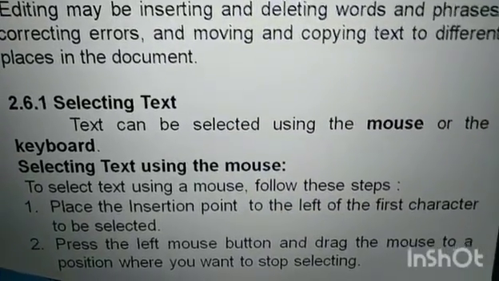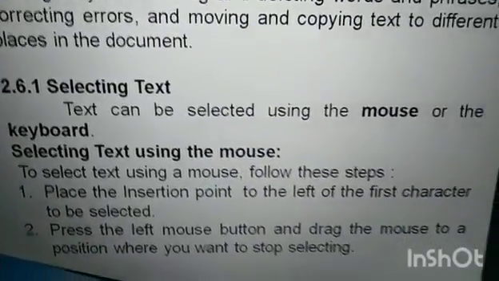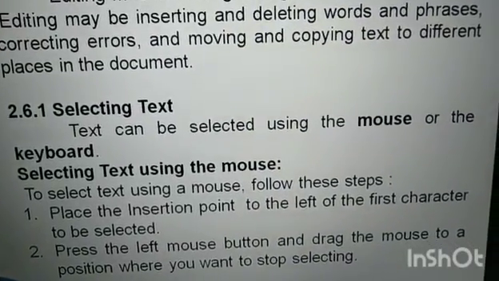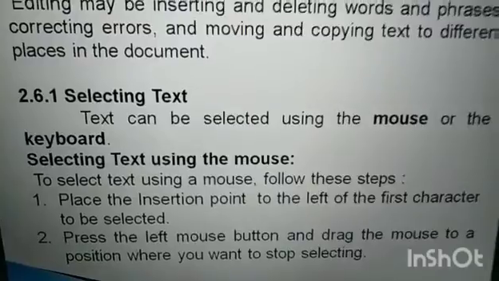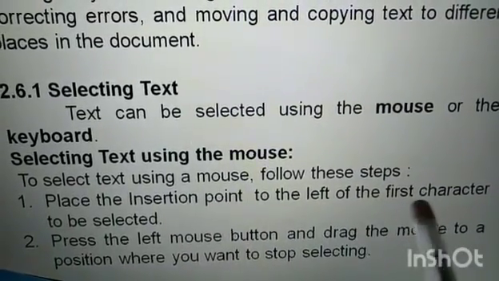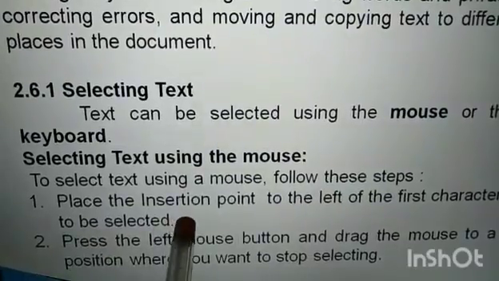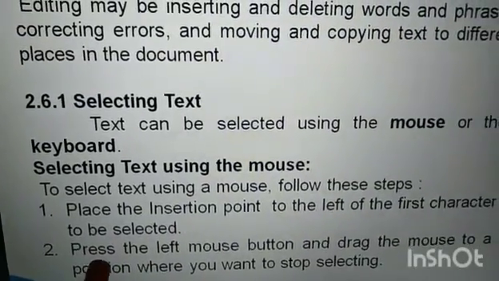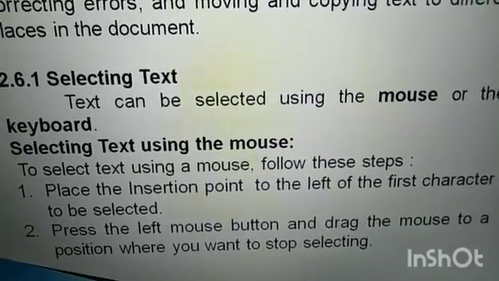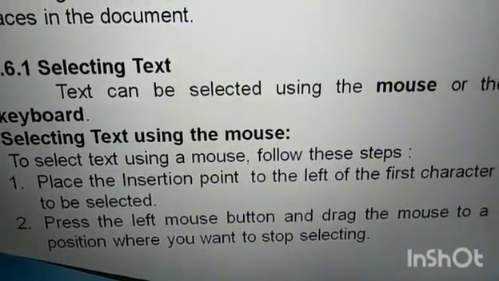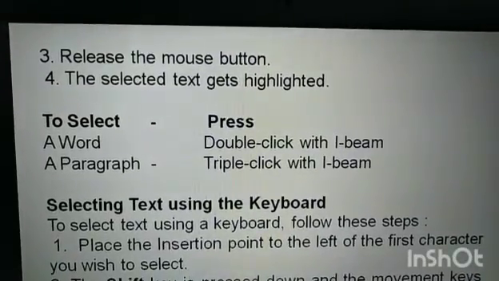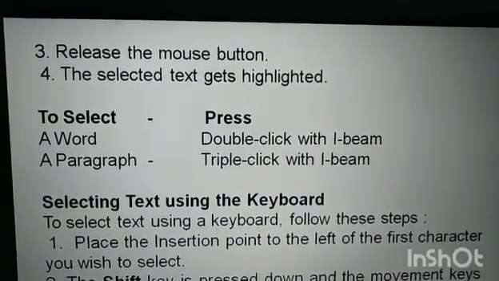If you use the mouse concept, we have to use the following concept. To select text using the mouse, first place the insertion point to the left of the first character to be selected. Press the left mouse button and drag the mouse to the position where you want to stop selecting. Release the mouse button. The selected text gets highlighted.